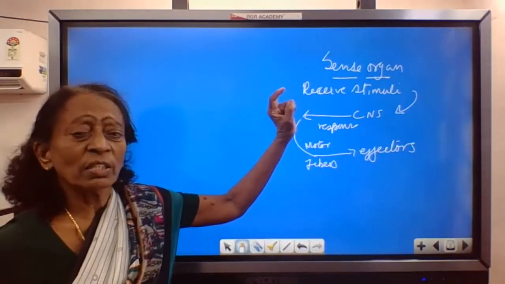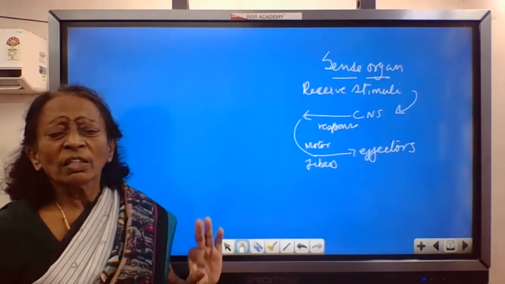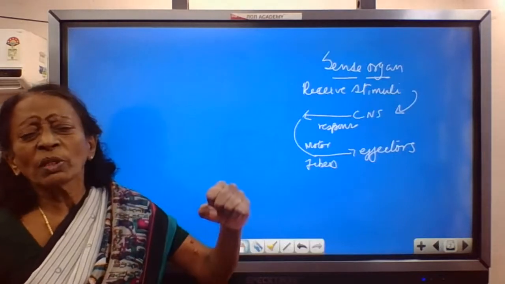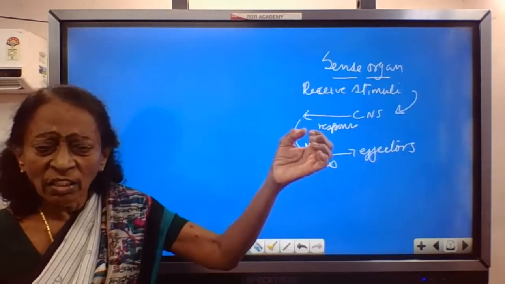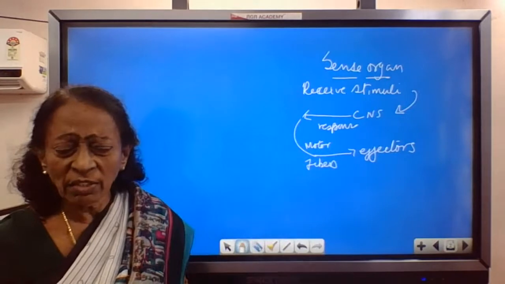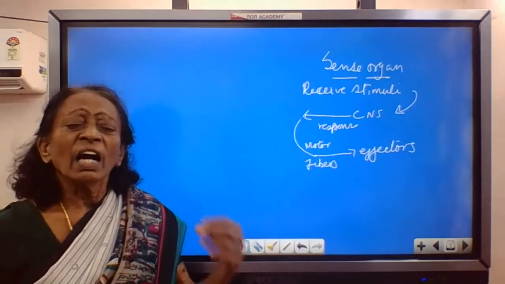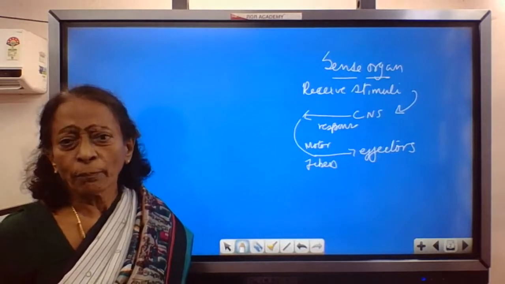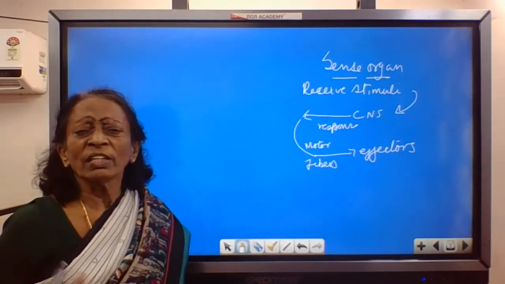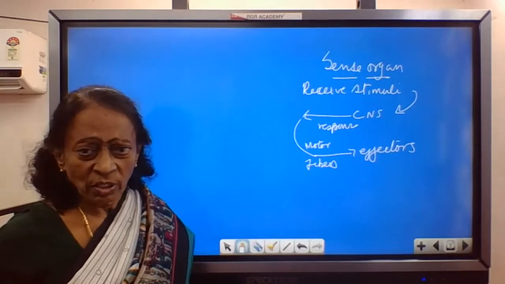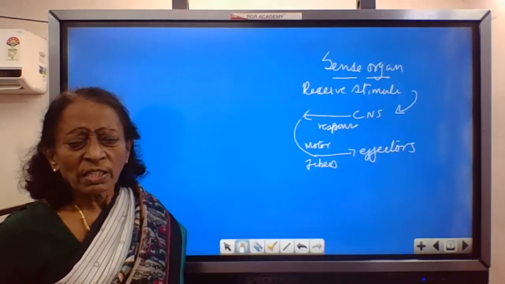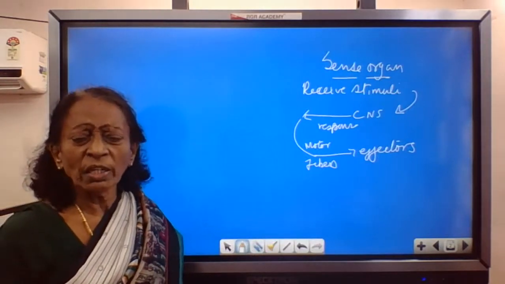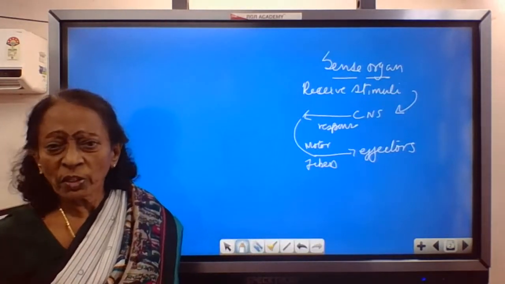So the sense organs receive the stimuli and conduct the stimuli towards the center where the stimuli is received, analyzed and interpreted. The answer is immediately sent by the region to the effector organ. So every stimulus will have a response, that is an action. Affector and effector, sense organ and motor organ. Sense organs are the ones which receive the stimuli. Motor organs are the ones which respond to the stimuli.